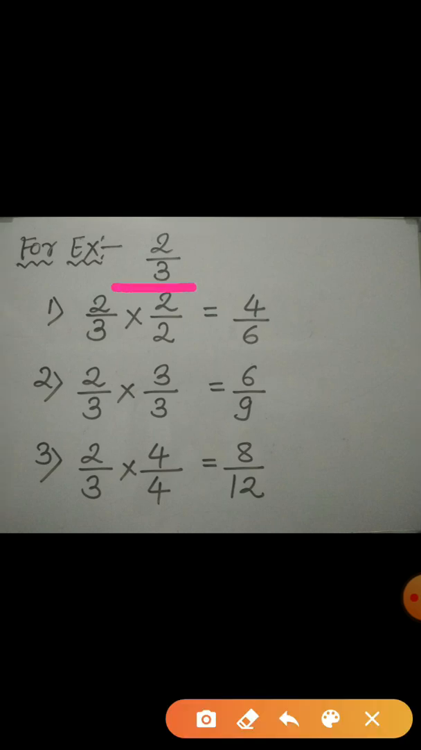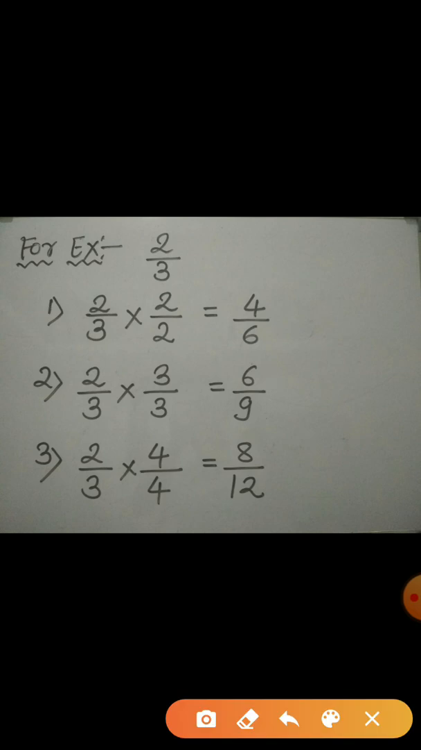To find the equivalent fraction of 2 by 3, we can multiply both numerator and denominator by the same number. By any number you can multiply. Here I have shown you some examples. You can see here in the first, I have multiplied both numerator and denominator by the same number 2 and got the fraction 4 by 6.